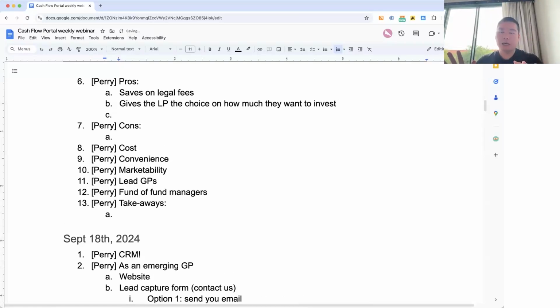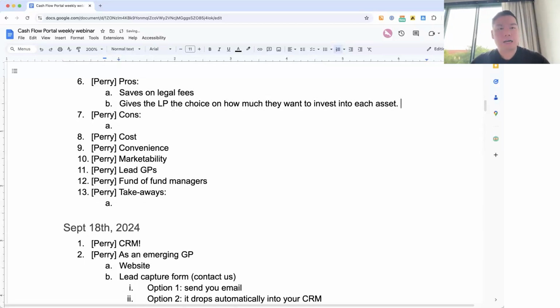If you want to give the LPs the choice, hey, invest 50,000 with me, invest 25,000 into this oil and gas, you could easily create a bunch of single purpose vehicles for each one of them. But the problem is you're spending $12,000 on each one of them. You see what I'm saying? So how can you create something that is a total, but not a blind fund? Because a blind fund doesn't give the LP the choice to invest in any one of those assets. So those are the two pros: save on legal fees, and give the LP the choice on how much they want to invest into each asset. So far, so good, right? Those are the two main pros.